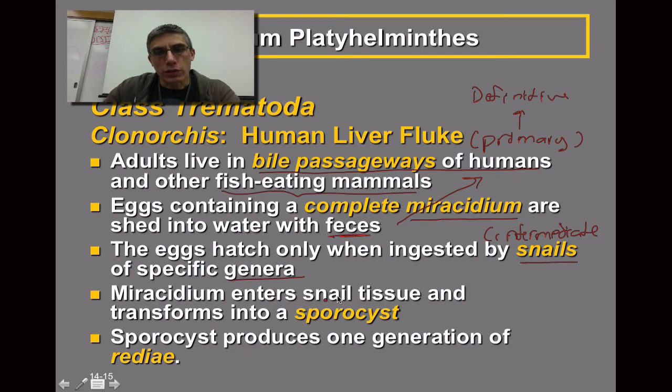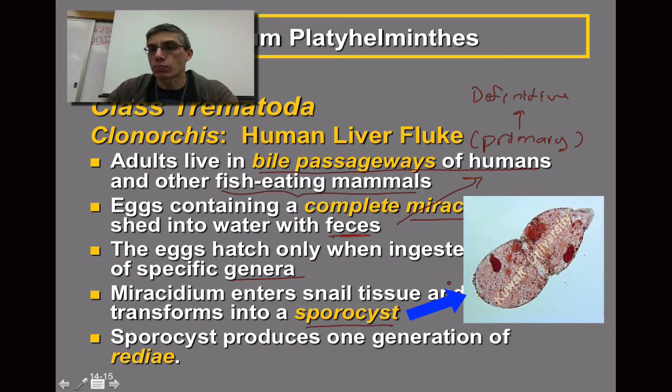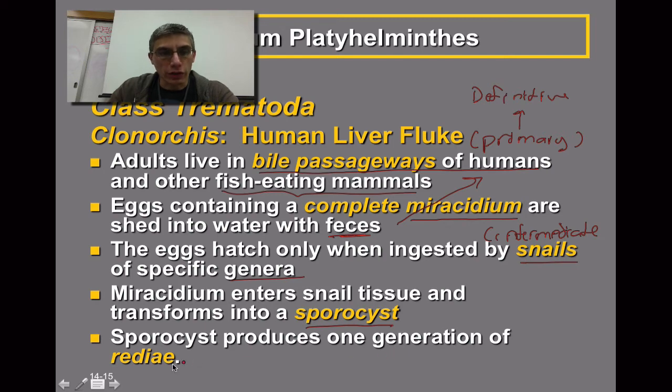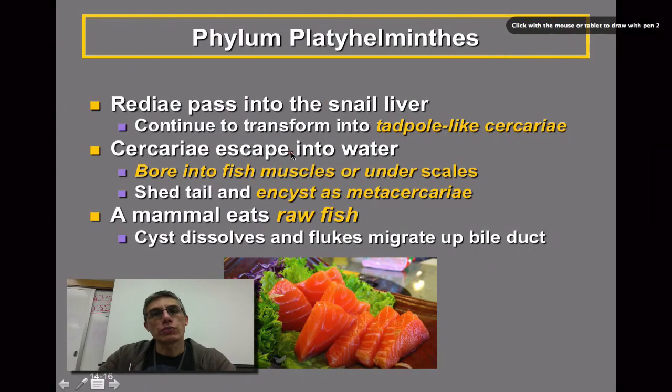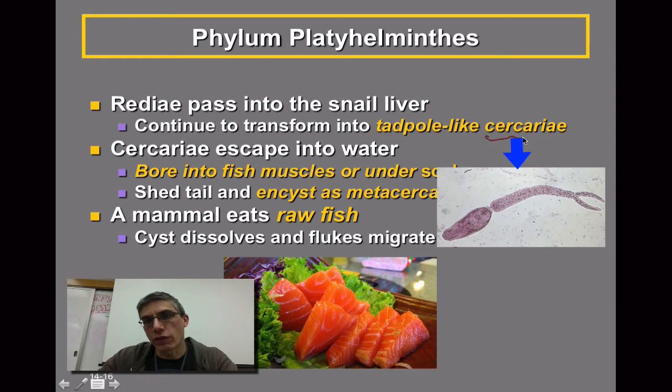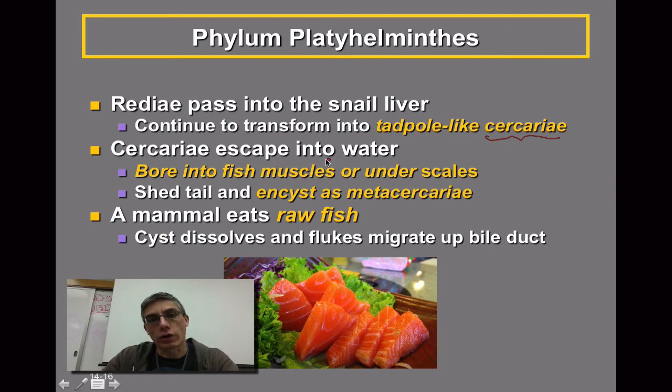Now the miracidium is going to enter the snail tissue, and then it's going to transform into a second larval form called a sporocyst. This sporocyst is going to produce basically one generation of a third larval form called a redia. Now this redia is going to pass into the snail liver, and it's again going to transform into another tadpole-like form, cercariae. So again, we have another larval form found within this life cycle. These cercariae are going to escape into the water.